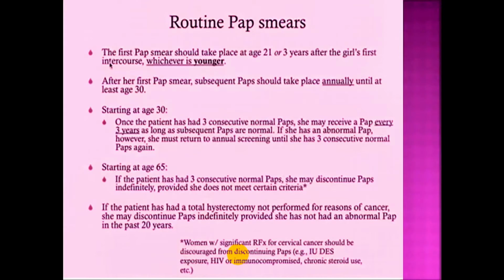The starting age is 65 years. If the patient has had 3 consecutive normal paps, she may discontinue paps indefinitely, provided she does not meet certain criteria. If the patient has had a total hysterectomy, not performed for reasons of cancer, she may discontinue pap indefinitely, provided she has not had an abnormal pap in the past 20 years.